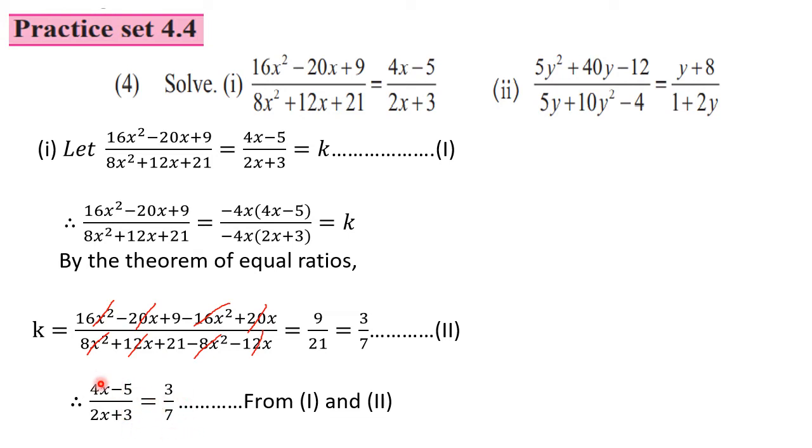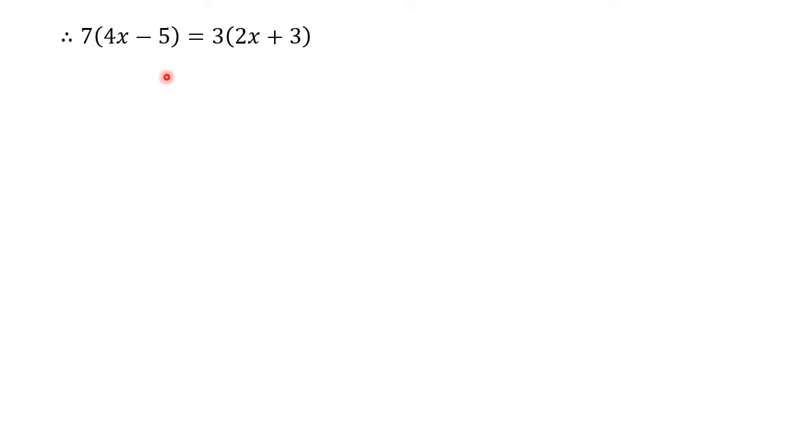Okay, so let's cross multiply. So see, 7 into 4x is 28x, minus 35 you will get. 7 5s are 35. And here 3 2s are 6x. And here 3 3s are 9. Okay, so that will be our next step. See, 7 multiplied by 4x minus 5 and 3 multiplied by 2x plus 3. So 7 into 4x is 28x, 7 into minus 5 is minus 35, 3 into 2x is 6x, and 3 into 3 is 9.